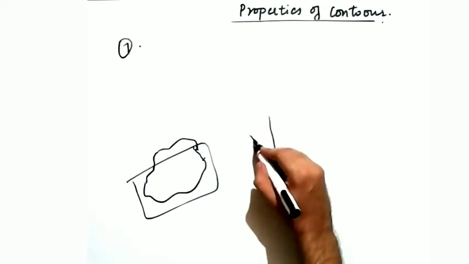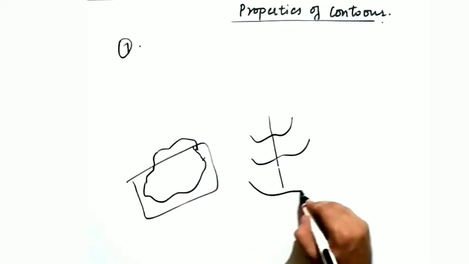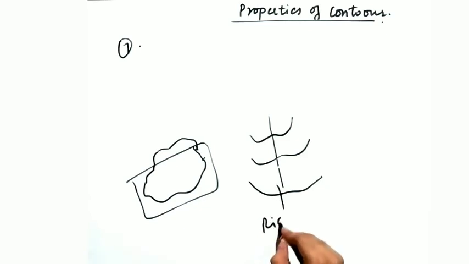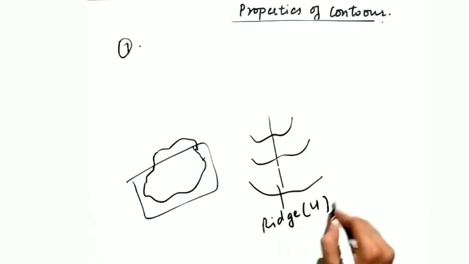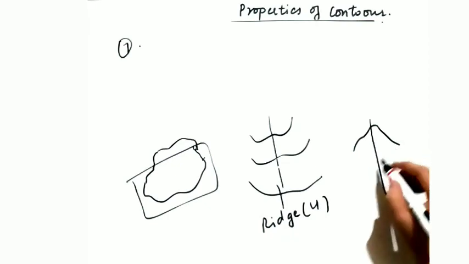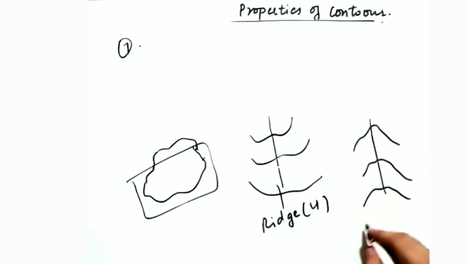Now the contour can also be like this. This is for a ridge, U-shaped, and this is for a valley, V-shaped. These contours will also close at some point, but it is not necessary that they will close in the map itself, but they will actually close at some point. So this is all about the properties of contours.